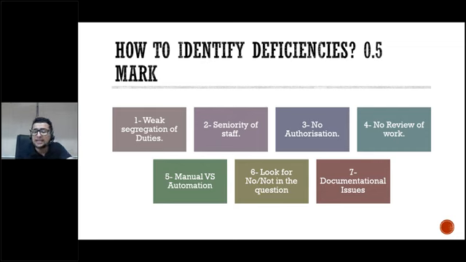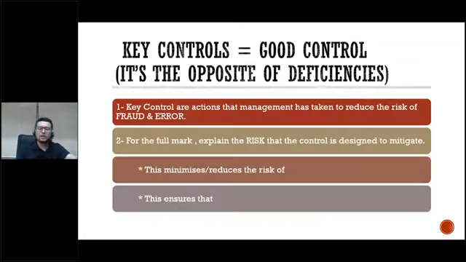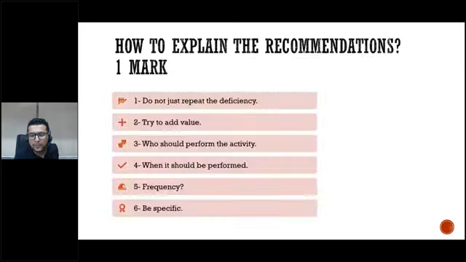You will realize that there are no documentation issues, such as the documents are sequentially numbered, the documents are reviewed, there are signatures. So the identification of the key control is not a problem. Now the burning question is how we are going to explain the key control. Remember, when it comes to the explanation of deficiency, we used to say this could result in, there is a risk that.